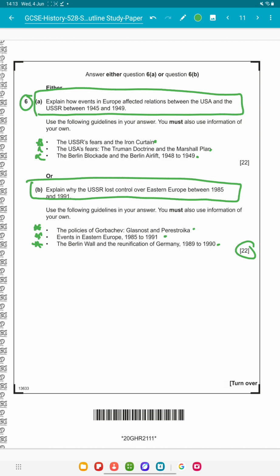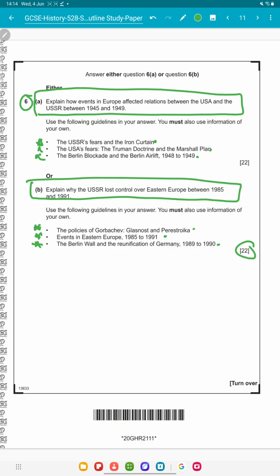The USSR was afraid that as they were the only communist country in the world, that they would be attacked by the West. This is why Stalin wanted control of countries in Eastern Europe. Between 1945 and 1949, Stalin, through a process of salami slicing, took control of countries like East Germany, Poland, Czechoslovakia, Hungary, and so on. You understand? And you talk about the development of the Iron Curtain, okay?